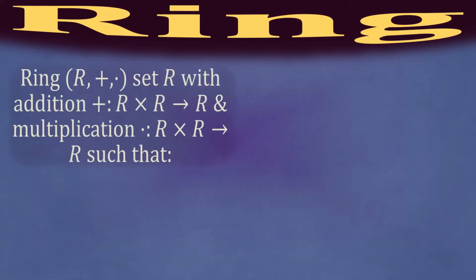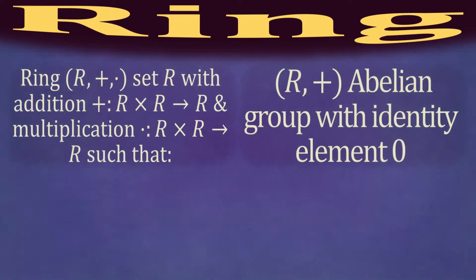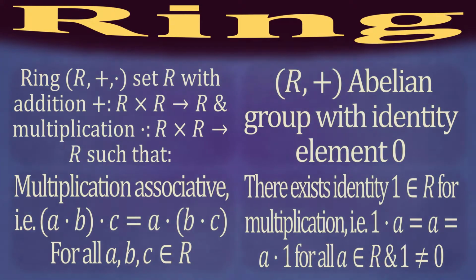A ring R with addition and multiplication is a set R together with two binary operations, addition from R cross R to R and multiplication from R cross R to R, such that, first, R with addition is an abelian group with identity element 0. Second, multiplication is associative, i.e. (a·b)·c = a·(b·c) for all a, b, c in R. Third, there exists an identity 1 in R for multiplication, i.e. 1·a = a = a·1 for all a in R, and 1 ≠ 0.